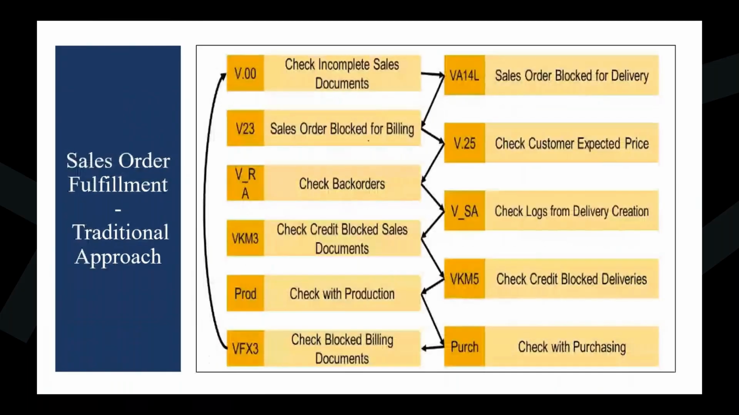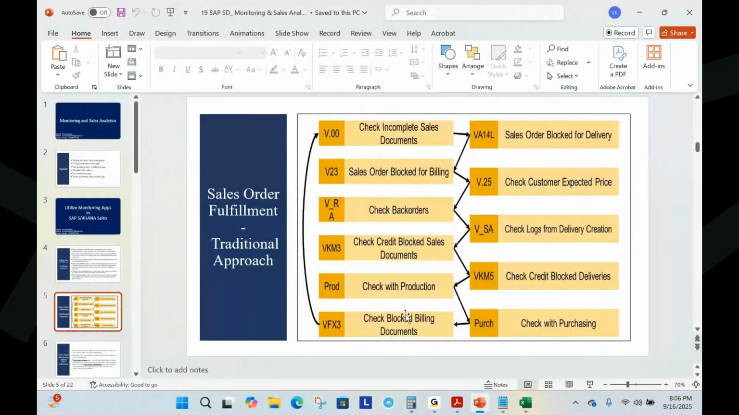Suppose to check incomplete sales documents, they have to use transaction V.00. To check the sales orders blocked for billing, they have to use transaction V23. And to check back to back orders, they have to use another transaction. Let's say they want to check sales orders blocked only for delivery, they have to use yet another transaction. So they have to check multiple reports to see the issues in the sales order. Suppose I go to the system, these are still available in S4 HANA.